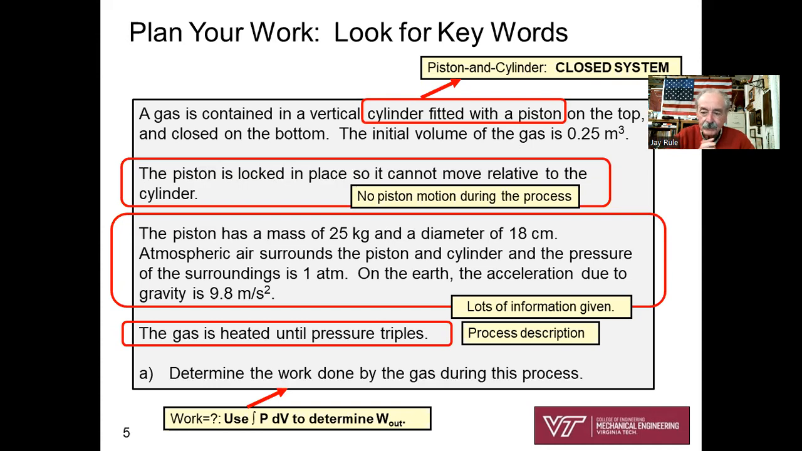There's a pin put into the side of the cylinder that locks the piston in place. The piston has a mass of 25, diameter of 18 centimeters, et cetera. I'd say lots of information provided here. And a process description. It says the gas is heated until the pressure triples. Okay, all right. Determine the work. Well, when you see work done, and you've got a closed system, you're basically thinking use the integral of P dV to determine the work out.